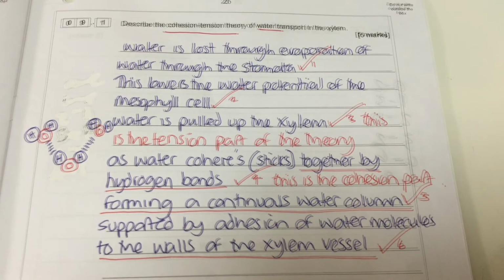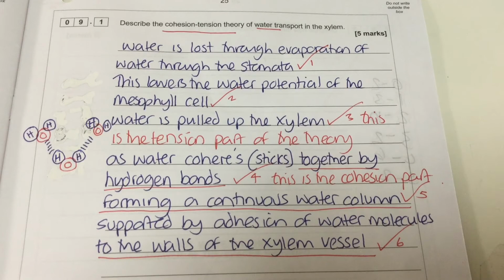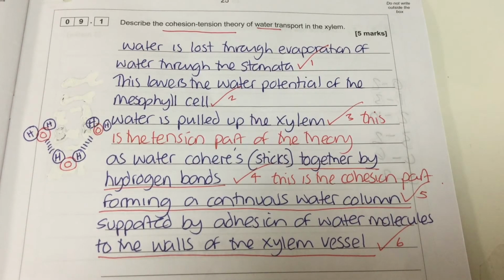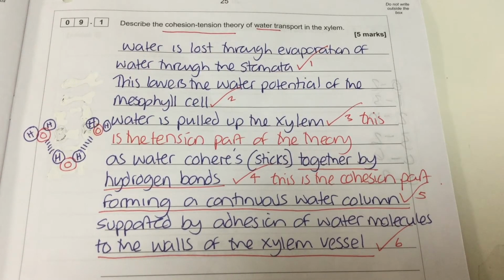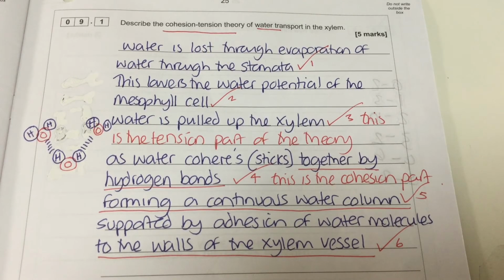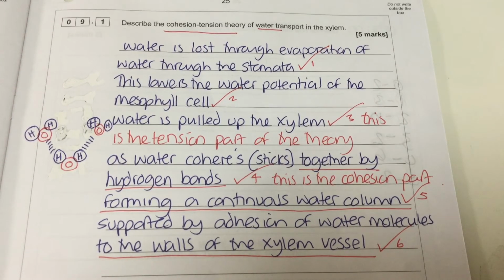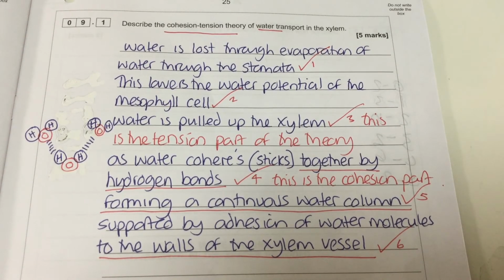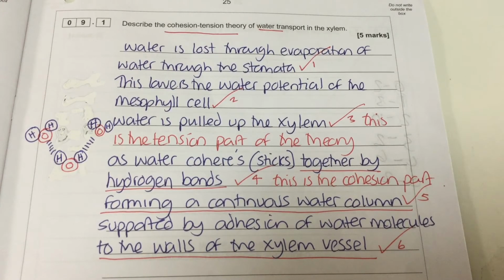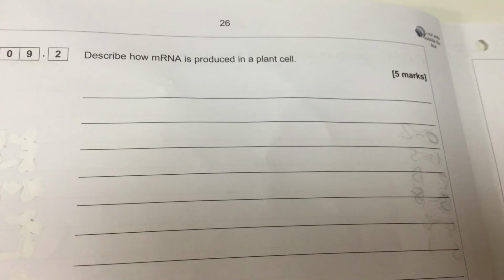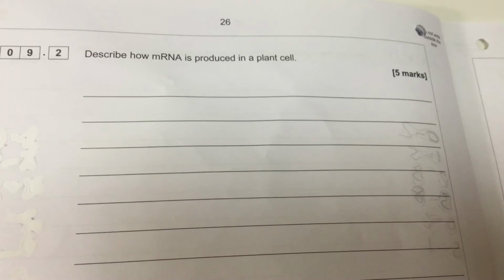And if we missed any marks there, mentioning not just cohesion but adhesion, which is the sticking or the adhering of water molecules to the walls of the xylem vessel, would give us a possible 6th mark. Of course, that adhesion helps to support the cohesion.